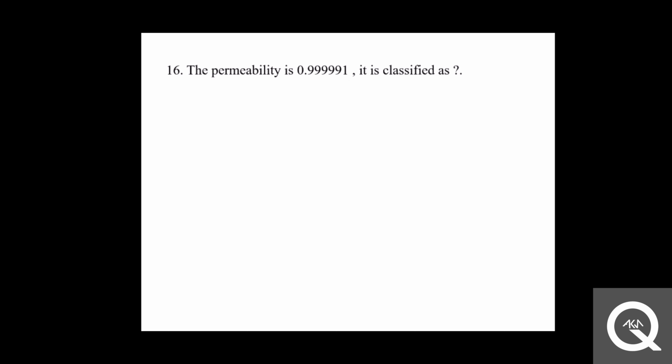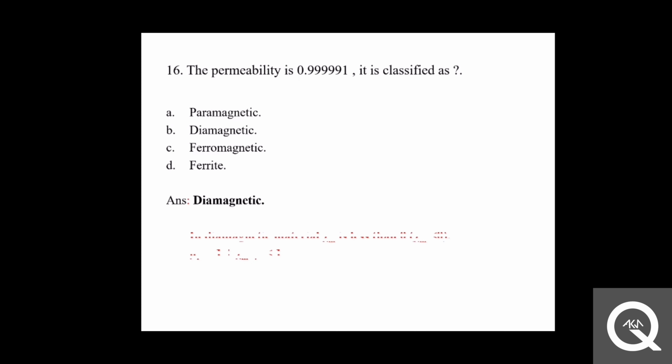Next question. The permeability is 0.999991. It is classified as option A paramagnetic, B diamagnetic, C ferromagnetic, D ferrite. The answer is diamagnetic. In diamagnetic material, Km is less than 0. Km means magnetic susceptibility, and mu is equal to 1 plus Km. So, it is less than 1. So, the answer is diamagnetic.